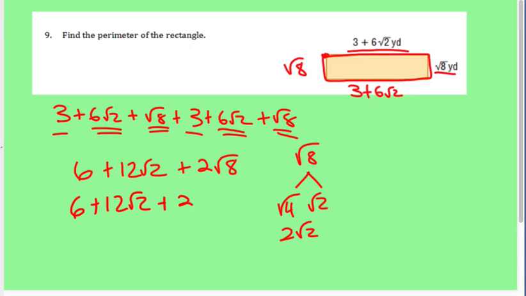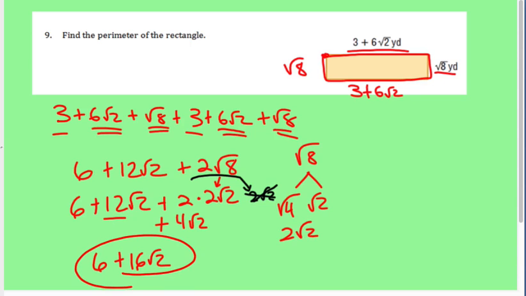Plus 2 times 2 square root of 2. Notice how I replace square root of 8 with 2 square root of 2 there. A lot of kids that screw this up will have 2 square root of 8, and then the next thing they'll write is 2 square root of 2. That is not the exact same thing. I need 2 times 2 square root of 2. So that becomes 4 square root of 2. So my final answer becomes 6 plus 16 square root of 2.